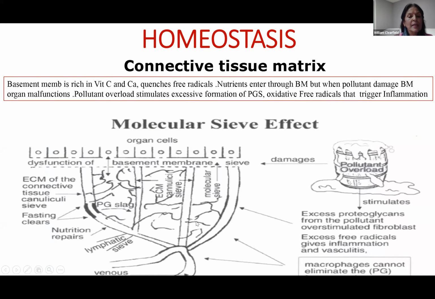As you see here, this is the extracellular connective tissue matrix, and these are the capillaries and canaliculi, and this is the venous system, and then these are the lymphatic sieves. PG-GAGs slag in this lymphatic system and impair the lymphatic drainage. So connective tissue matrix inflammation occurs. However, when there is less caloric intake and fasting, it clears these PG-GAG slags, and impaired nutrition returns to normal.